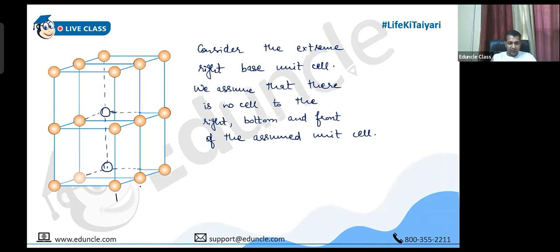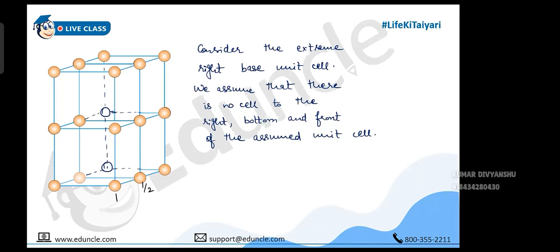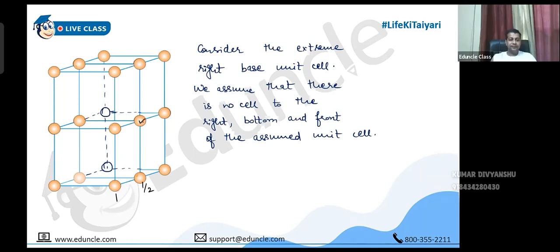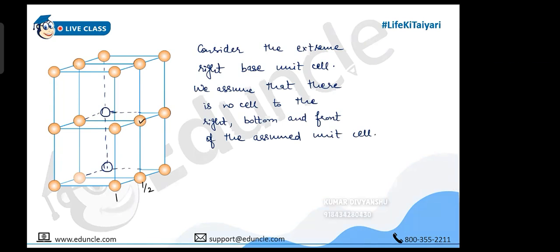Now what about this one? There are no unit cells to the right and bottom, but one is there at the back. So it means it is being shared by two of them, this one and this one. So what is the contribution? Half. Clear or not? Yes, sir. Now what about this one? Four. Very much clear from the back. 1 by 4. So contribution will be 1 by 4.